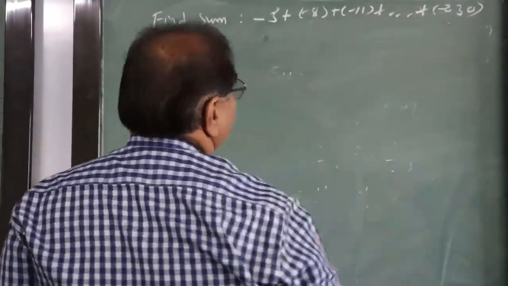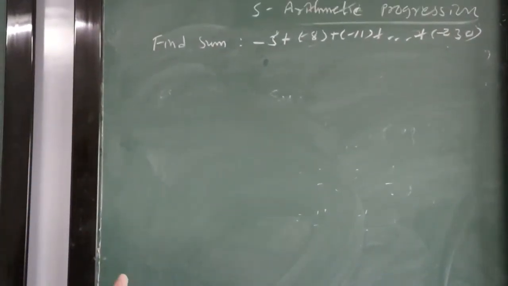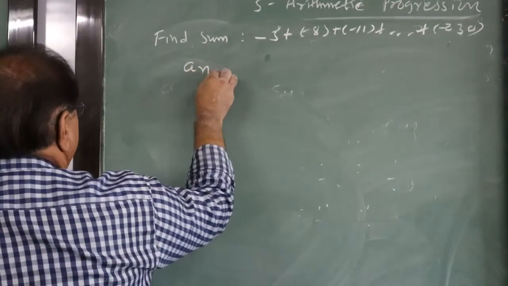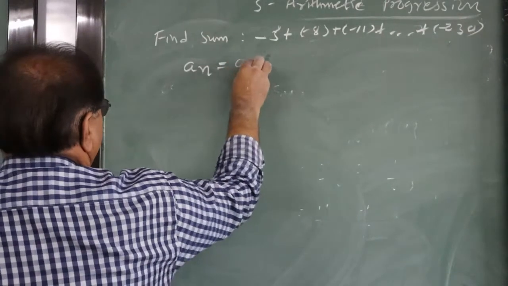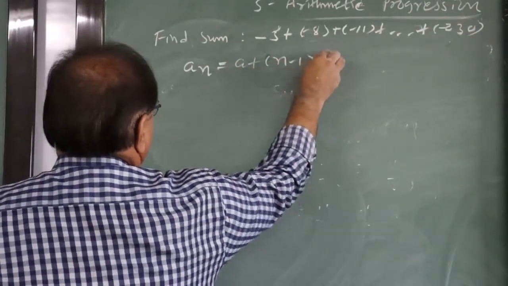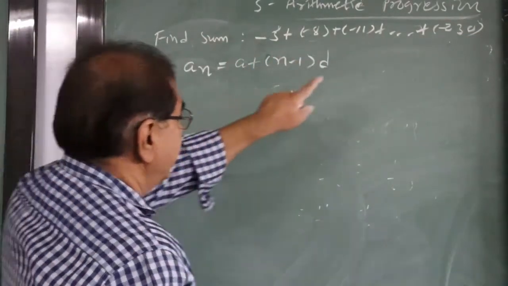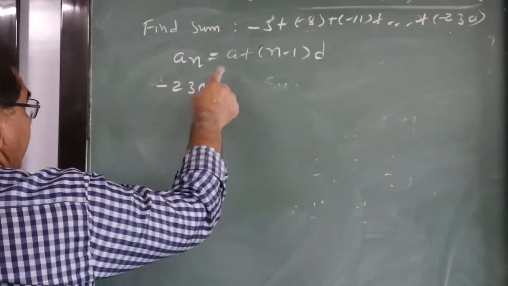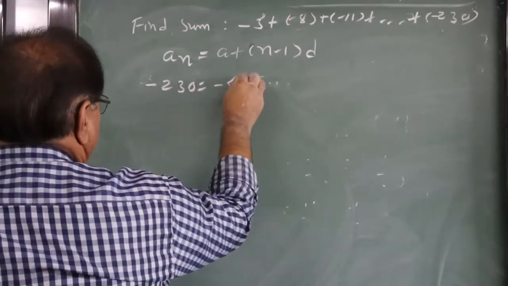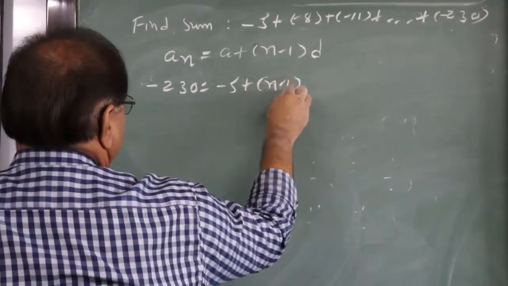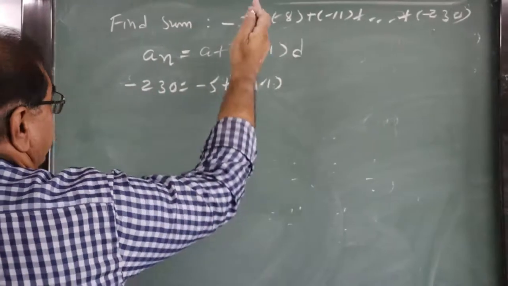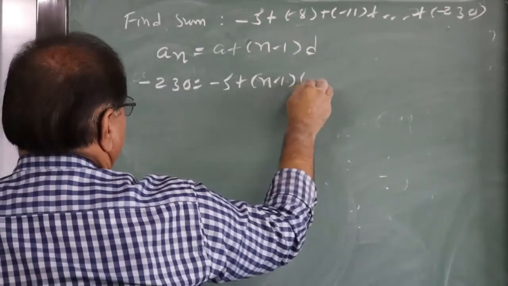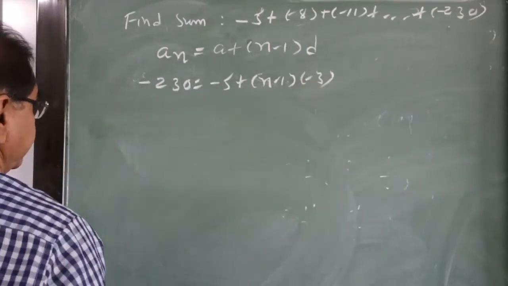So, first of all you should know that minus 230 is which term of this AP. Okay. So, I go for the formula An. An is equal to A plus n minus 1 into D. What is An? Minus 230 is equal to A, which is minus 5, plus n minus 1 into the difference, minus 8 minus minus 5. So, minus 8 plus 5, answer is minus 3.